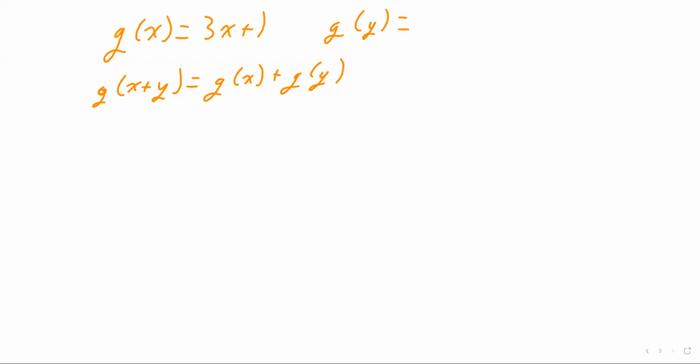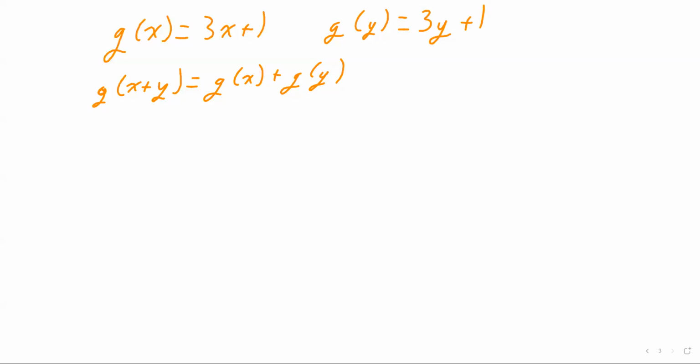Perfect. Just like before, even though it looks slightly different. If I replace this X with a Y, I replace this X with a Y. So this becomes 3Y plus 1. We good with that so far? All right, so now we start our proof.